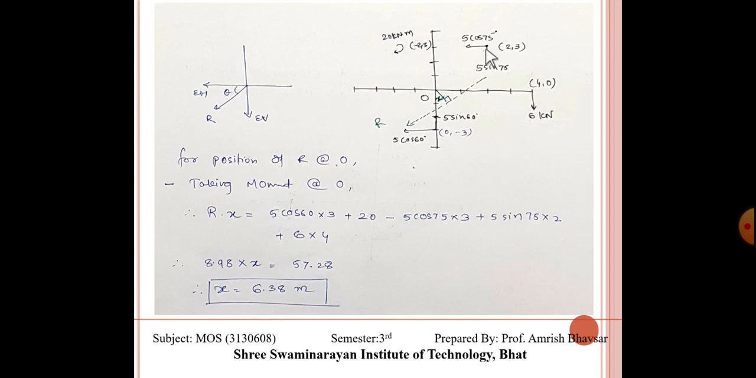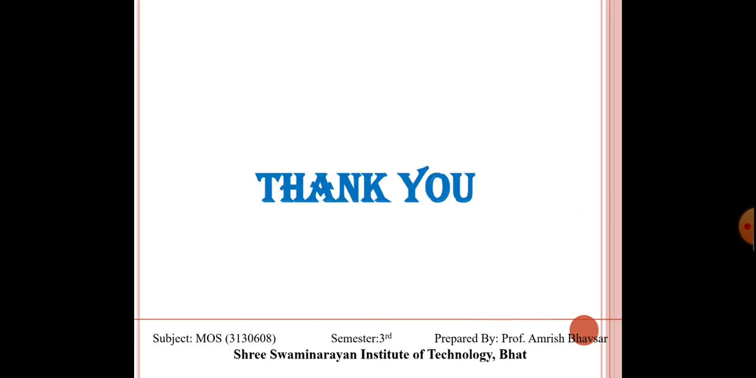This 5 cos 75 creates anticlockwise moment, right? When the force is horizontal, take the vertical distance. Here clockwise moment is 5 sin 75 into 2. Here it is 2. Now this 6 into, again it is clockwise. So we will get the value, that is 8.98 into x is equal to 57.28. So x is equal to 6.38 meter from this O. Now we have the position, magnitude and direction of the resultant force. Clear? Okay, thank you very much.